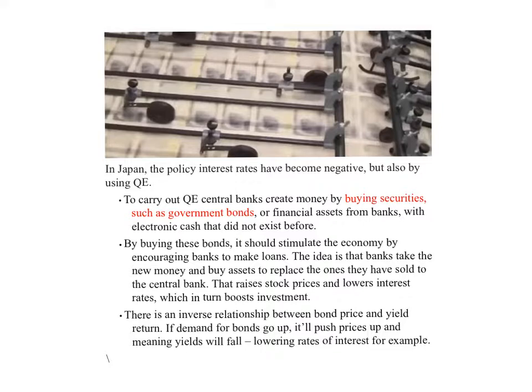Now, if the banks have got this money from these bonds that the central bank has bought from them, because obviously the bond is like a certificate, kind of like an IOU certificate, and if they buy it from, for example, a bank, then the Bank of England will be giving the bank the money for this bond. So the bank will get that money, and therefore their reserves will be much greater because they've got more of an injection from the central bank. So the idea is that the banks take this new money and then buy assets to replace the ones that they've sold to the central bank. It raises stock prices, lowers interest rates, which in turn boosts investments.